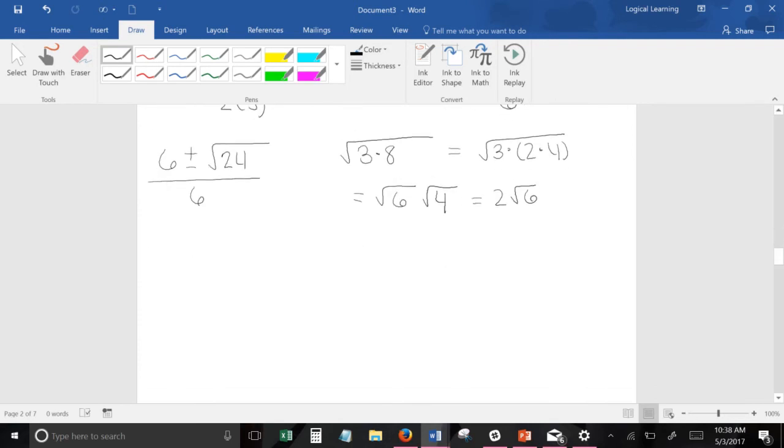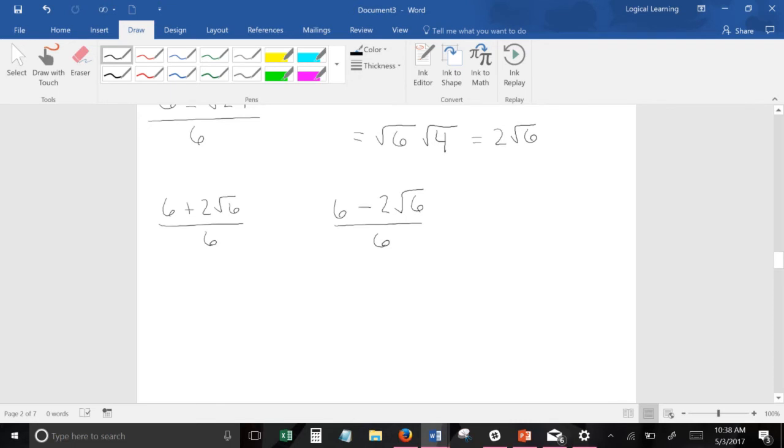So our answer is going to be 6 plus 2 root 6 over 6, and 6 minus 2 root 6 over 6. Now we can think of this as 6 over 6 plus 2 root 6 over 6. These 6's just become 1, and 2 over 6 is the same as 1/3, so you can write 1 plus root 6 over 3, and by the same token over here, 1 minus root 6 over 3.